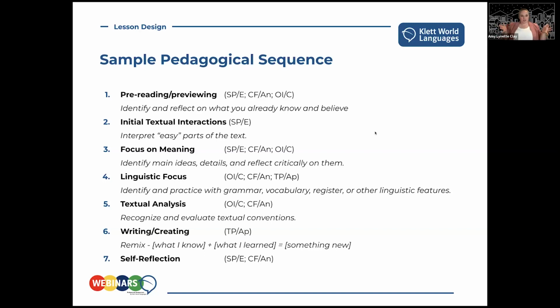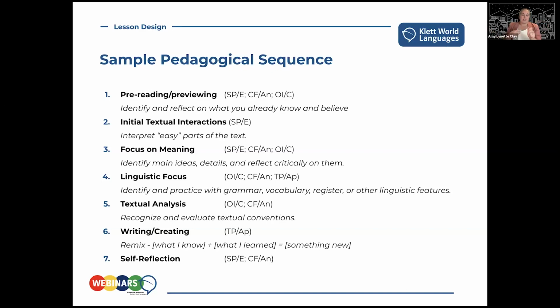So, sample pedagogical sequence. And these here are going to be referencing situated practice (experiencing), critical framing, overt instruction, and transformed practice. So just put those in parentheses so you know what fits best in these spots. The first three are going to be familiar to you. Pre-reading, previewing. Identify and reflect on what you already know and believe. So identify, experiencing, and reflect on it.